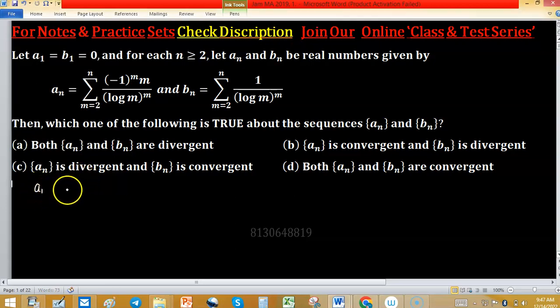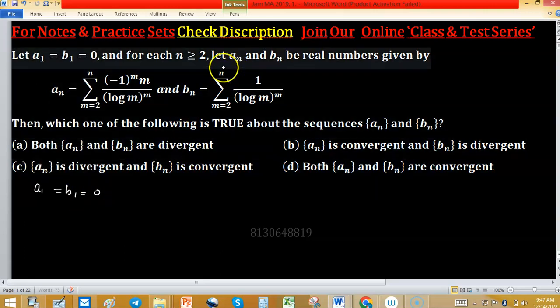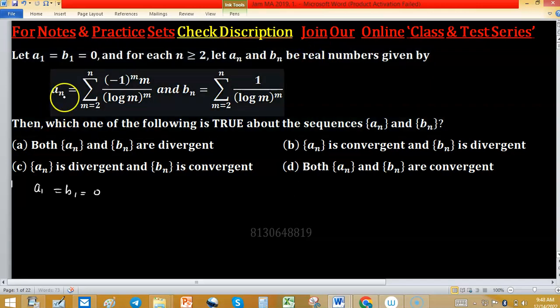a1 and b1 both are 0 for each n greater than or equal to 2. Let an and bn be real numbers given by this, which means the sum of this infinite series. An and bn are the sum of this infinite series, or you can say a sequence of partial sums. Then which of the following is true about the sequence an and bn?